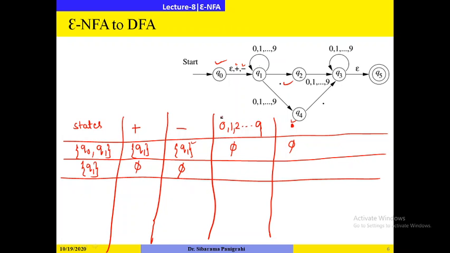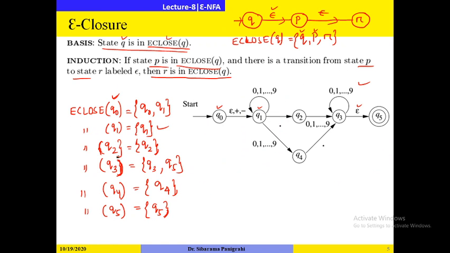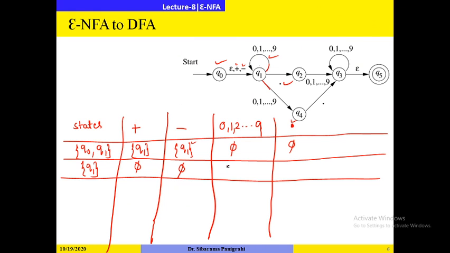Next, Q1 by taking 0 to 9 as input. The one next state is it goes to itself, Q1, and it again goes to another state, that is Q4. So here I need to look at the epsilon closure of Q1 and Q4. Q1 is itself Q1, Q4 is itself Q4. So here I will make a subset, that is Q1 Q4.